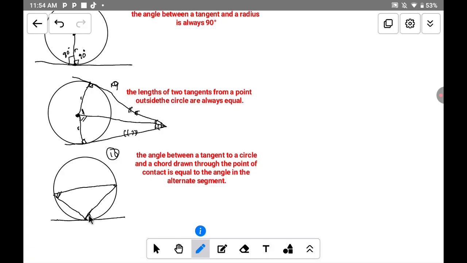So the angle formed between this chord and this tangent will be equal to the angle in the opposite, alternate segment. This is the minor segment, that is the major segment, and the angle that lies there is equal to this angle here. So if this angle here is S, the angle here is also equal to S. The same thing is applicable to this. If this angle here is Y, the angle here is equal to Y. That is the alternate segment theorem of circle geometry.